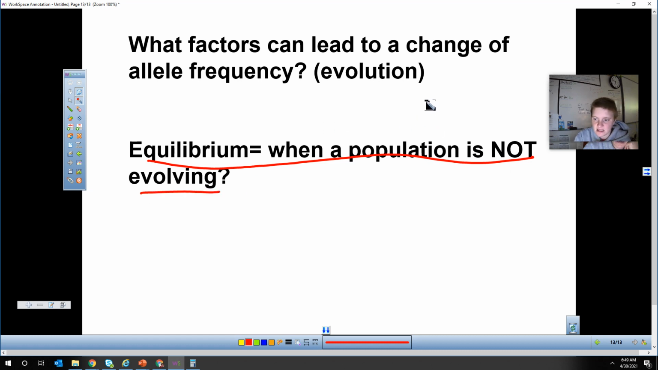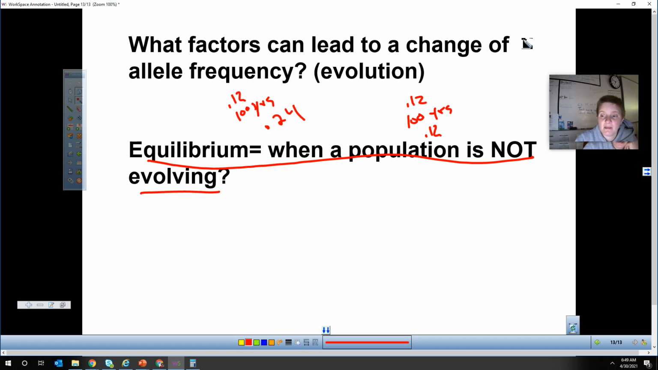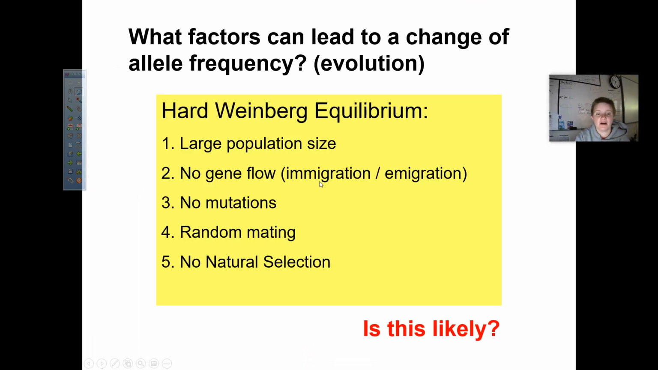So if these numbers never change, then we would say the population doesn't evolve. So let's say that q squared is like 0.12, and then 100 years later, q squared is still 0.12. Well, then we say, okay, over 100 years, that population did not evolve. But if it starts out 0.12 and 100 years later it was 0.24, well, then we can say, oh, there was a shift in those frequencies, and so that population changed over time, or evolved.